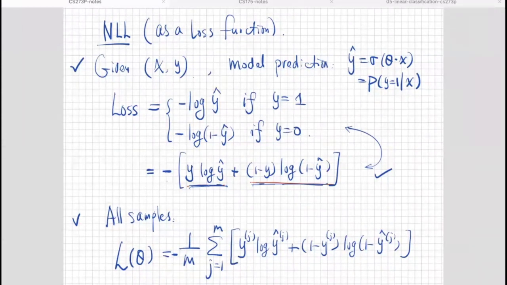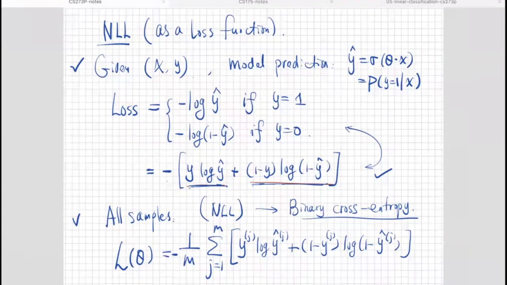This loss function overall is called a negative log likelihood motivated loss function. It is sometimes also called binary cross entropy. That's another terminology used very often, but they mean the same thing, which is the loss function I just wrote down here. In this case, y hat, the prediction, is the sigmoid function of theta dot the j-th sample input. If you know this, you can plug in and calculate this loss function.